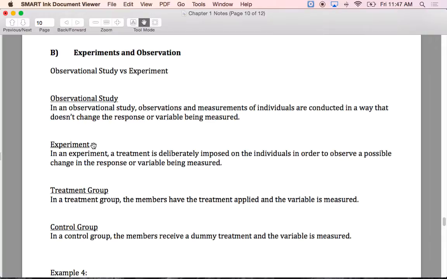Now we've got observational study versus an experiment. Observational study is when observations and measurements of individuals are conducted in a way that does not change the response or variable being measured. In an experiment, a treatment is deliberately imposed on the individuals in order to observe a possible change in the response or variable being measured. So when you are doing an observational study, you're just observing. Nothing changes. You're observing things, you're collecting data, but you're not changing anything of the study.